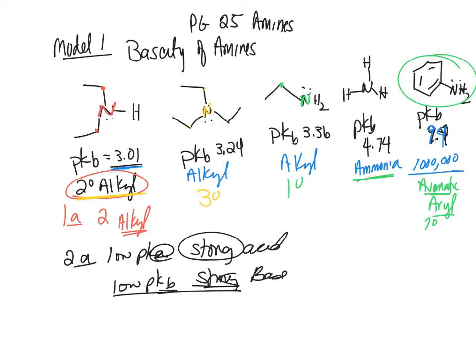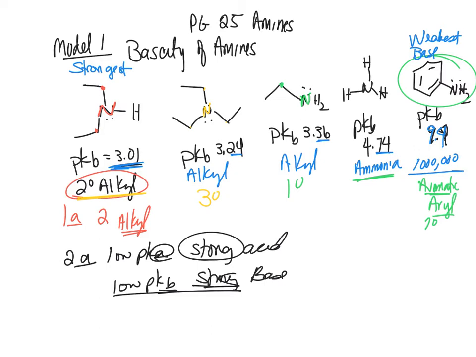Okay, so if you have a lower pKb value, that's going to be your strongest. So here we have a 3.0, so this is going to be your strongest. And this gradually increases to 4.3, 6, 4.74, and then 9. So this one's going to be your weakest. That's your weakest base because it has the highest pKb value.